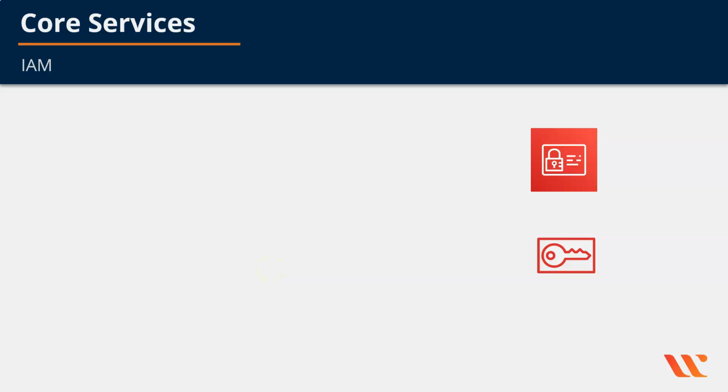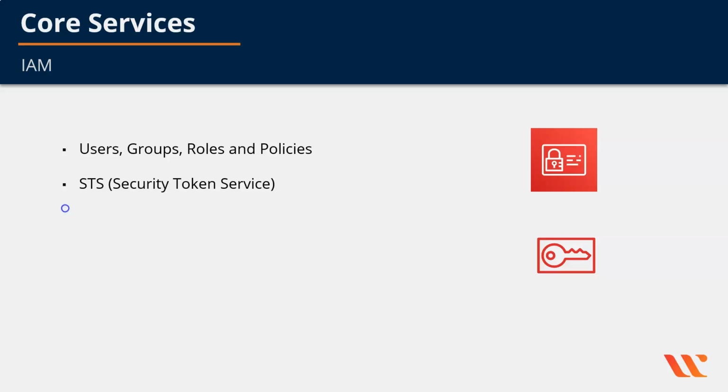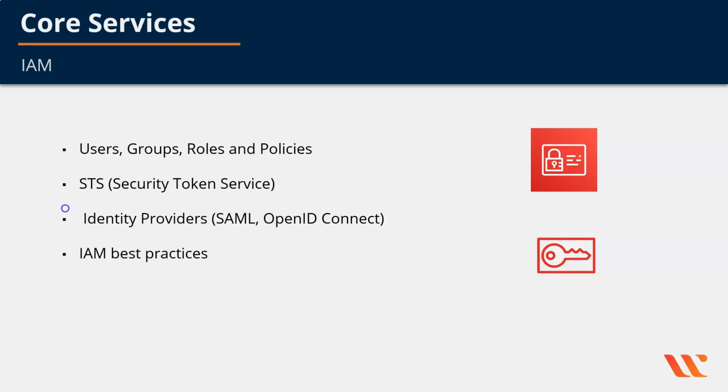So let's talk about some core services and the topics which you should go through. First is IAM, Identity and Access Management. Here you should know about users, groups, roles and policies. You should be aware of Security Token Service, identity providers such as SAML, OpenID Connect, and you should know IAM best practices.